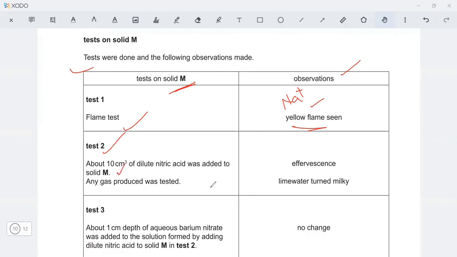Okay, test 2, about 10 centimeter cubed of dilute nitric acid was added to this solid M. Any gas produced was tested. We use lime water for the test of carbon dioxide gas. Okay, that means if it turns milky, then you can say there is carbon dioxide gas. So basically here we have carbonate. So we got it here, sodium plus gives yellow, and here we have carbonate.